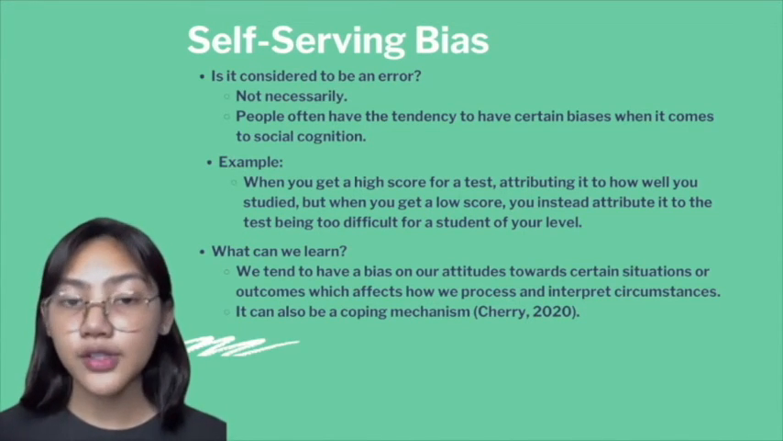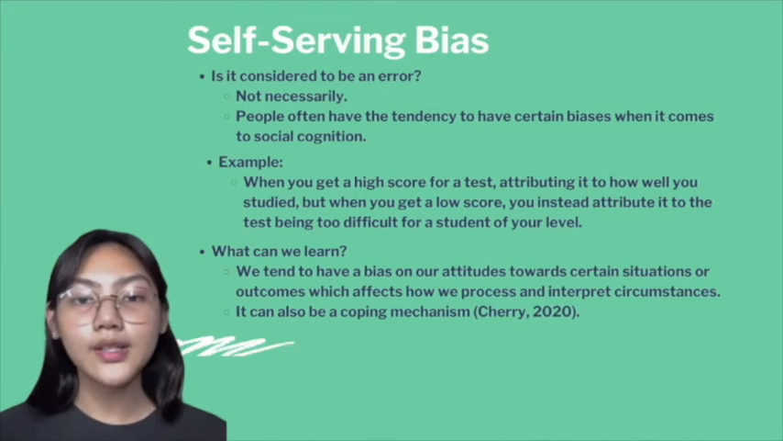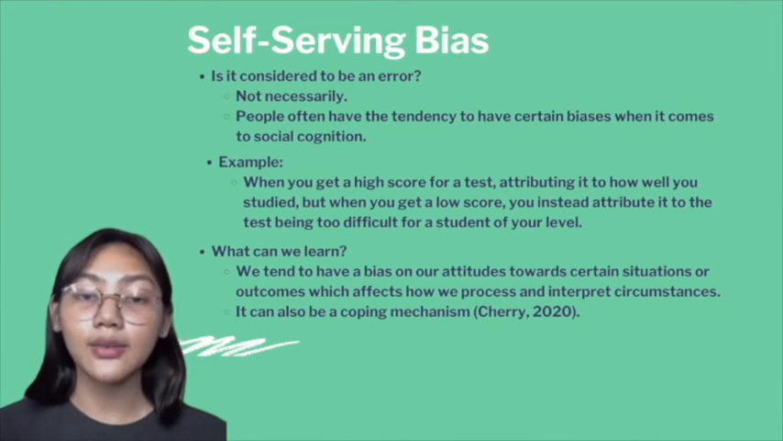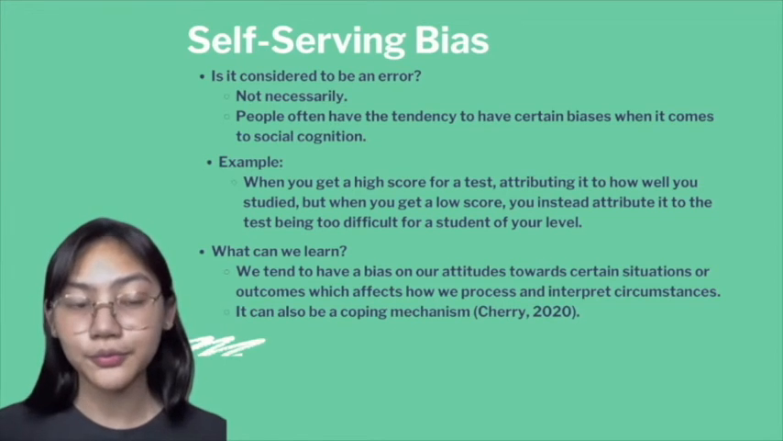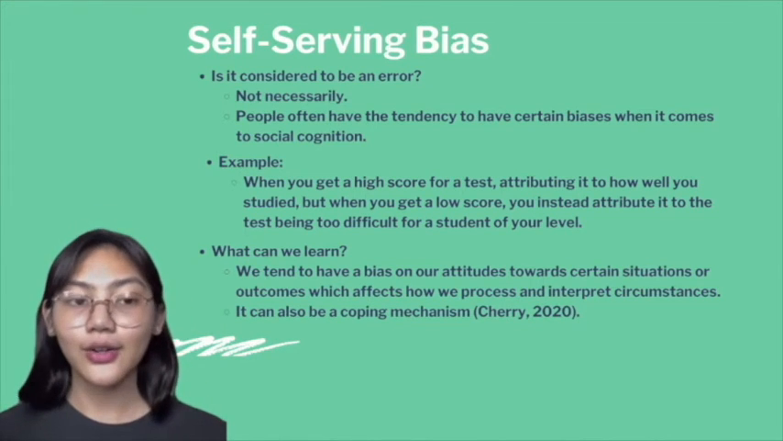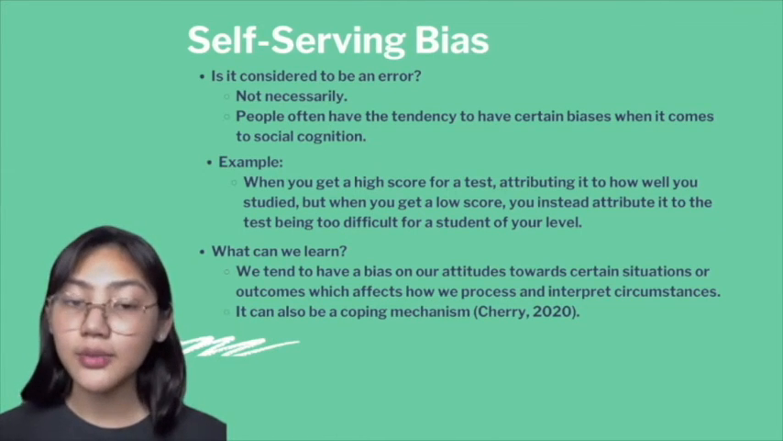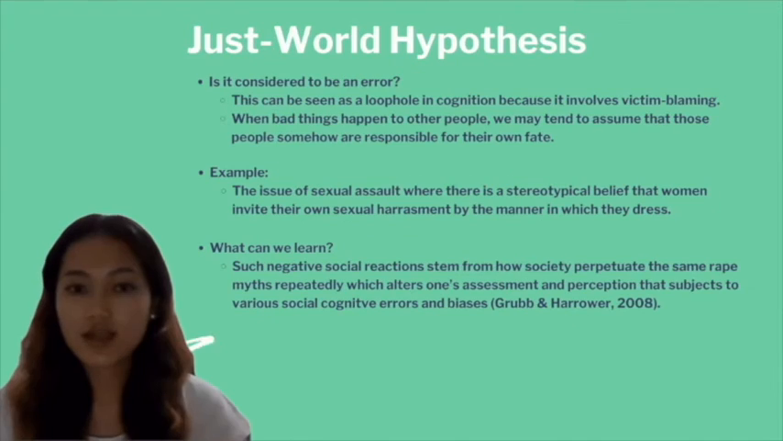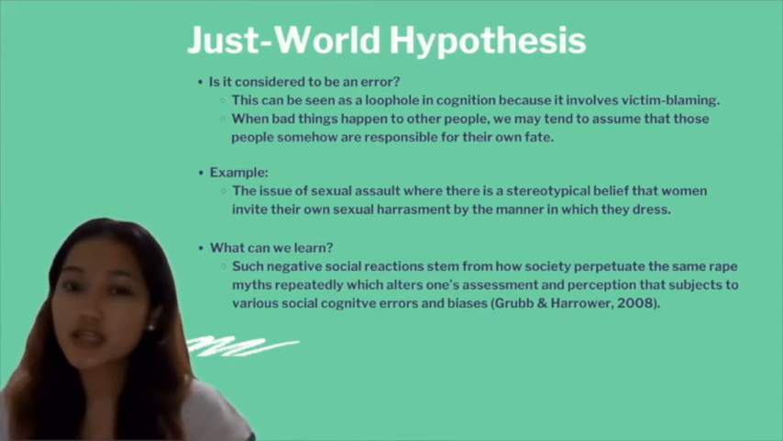When it's beneficial to us, we praise ourselves and think that the sole reason for our success is due to our hard work. And when it's something disappointing to us, we tend to dissociate ourselves from the situation as if we didn't have anything to do with it. This type of bias, according to Cherry 2020, also acts as a defense mechanism that secures our self-esteem and removes our personal responsibility.